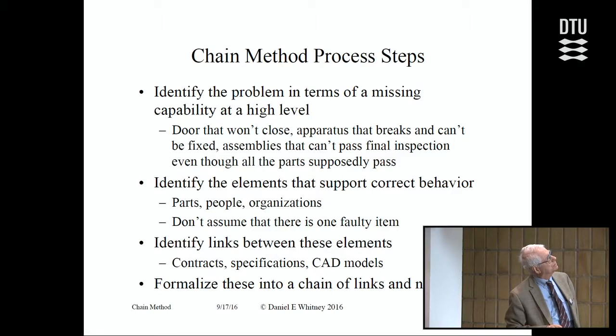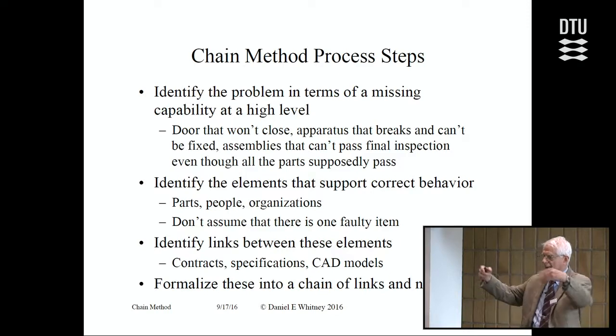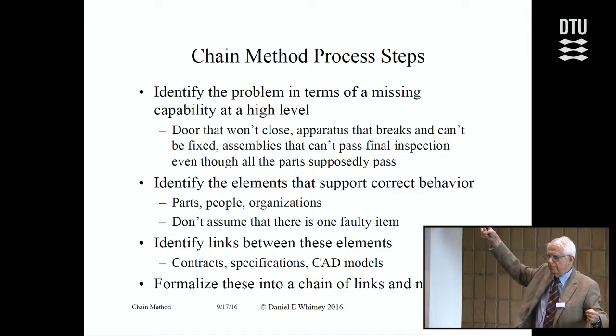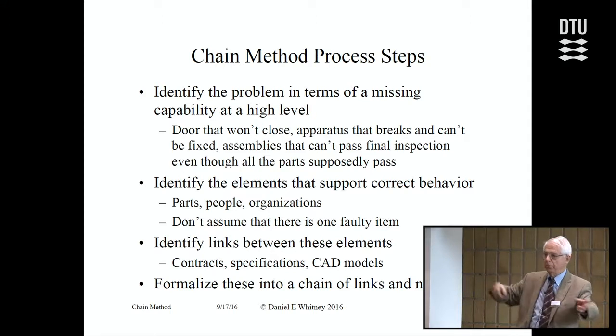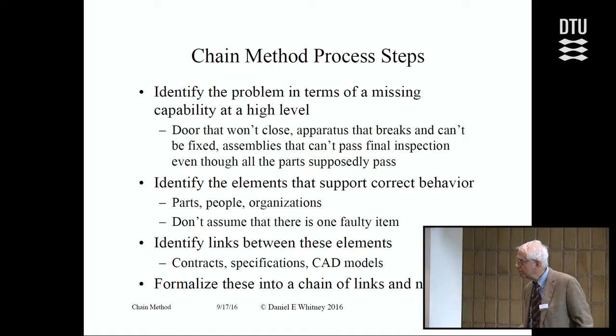So what are the steps? Identify the problem in terms of a missing capability at a high level, or if it's a mechanical assembly, an assembly level dimension that you want to control. Then you have to find the elements that support correct behavior. Parts, people, organizations inside the company, suppliers outside the company. You have to identify all of them. This can take a lot of work, and again, don't assume that there's only one faulty item.